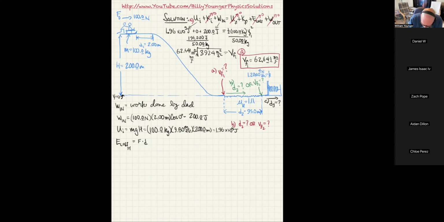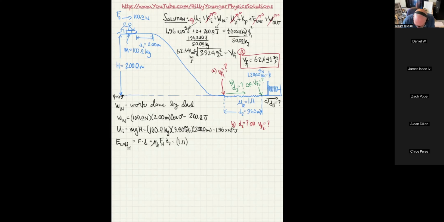So the E loss is going to be the friction force, which is mu kinetic times the normal force. And whenever you're on a level surface and no forces are pushing down or up on you other than just gravity pulling you down, the normal force is just the weight. So we're going to do that and we're going to multiply it by D2. So I'm going to say 1.11. That's a very high coefficient of friction, especially for kinetic friction. Normally the static friction is a bigger one, but bigger than one is a big deal.